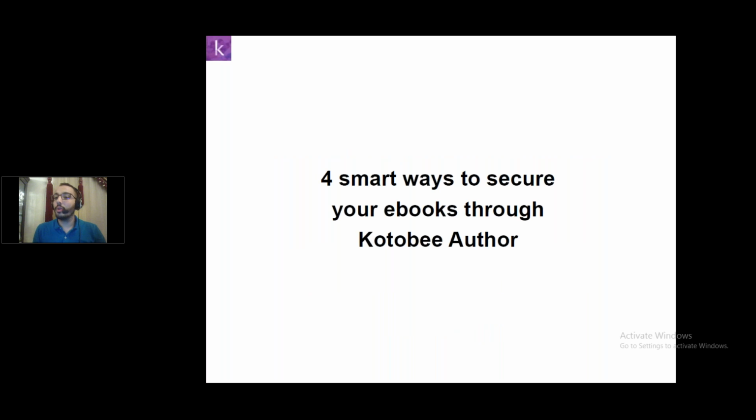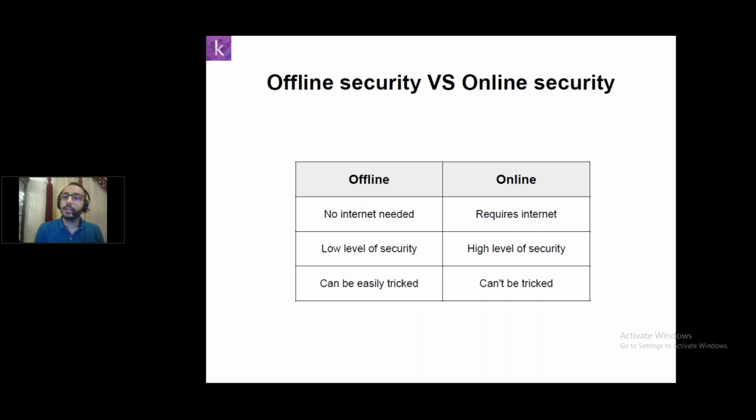So, our main topic today, I will be giving you 4 smart ways to secure your ebooks, and I will be using the Kotobee author to do so. Okay, so as I mentioned, we have 4 smart ways. I'm gonna divide them into 2 sections or 2 categories: the offline security and the online security.